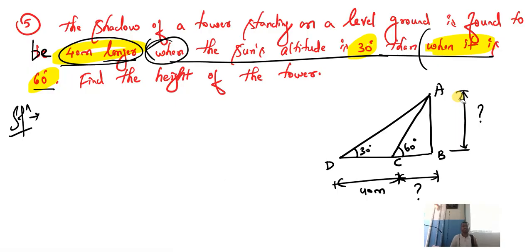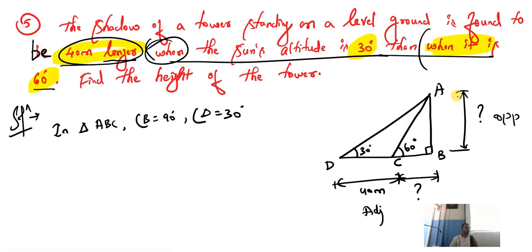It's up to you, your wish. We can take any triangle. Shall we take the bigger triangle first? If you take the bigger triangle, then you can write in triangle ABC. We know angle B is 90 degree. Correct, no? Always the angle between the tower and the ground will be 90 degree. And angle D is 30 degree. In which we have to find opposite and something they have given related to adjacent. Some information also, if you know, we have to take that side.